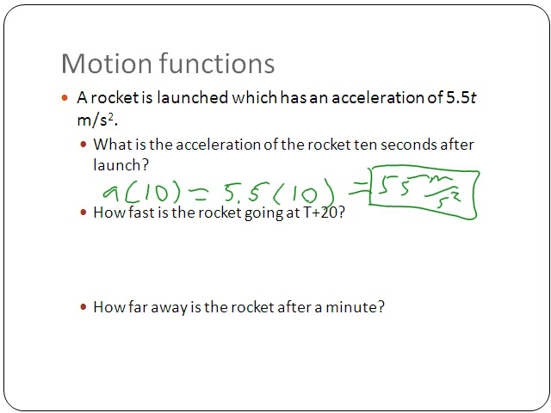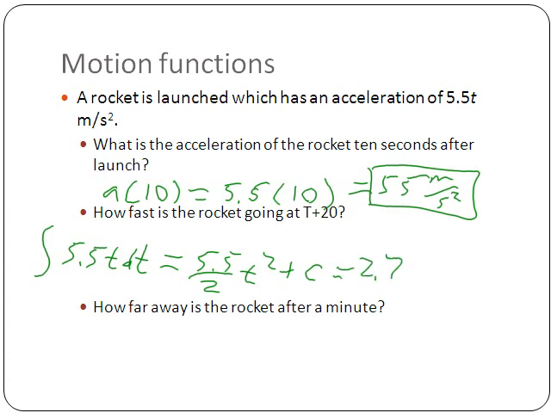How fast is the rocket going at t equals 20? That's 20 seconds after launch. And so how fast? That's a velocity. If I have an acceleration and want to get to the velocity, I've got to integrate it. And so I will take the integral of 5.5t dt, and that's going to be equal to my velocity. So I know I have 5.5 still out front. T is going to go from t to the first power to the second power, so it's over 2. And then t squared plus C.